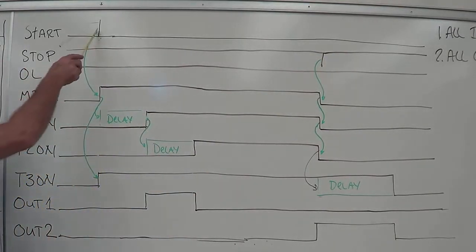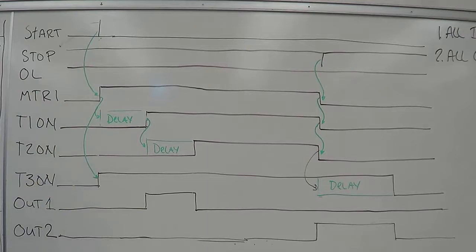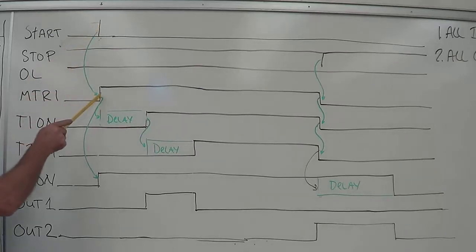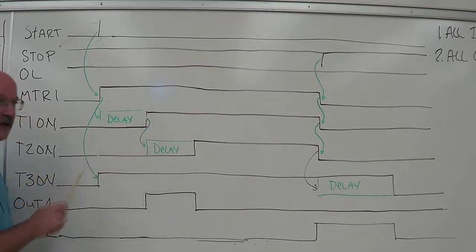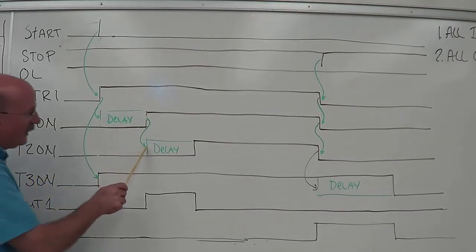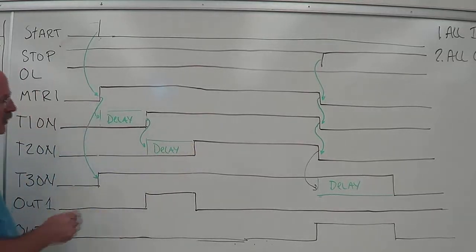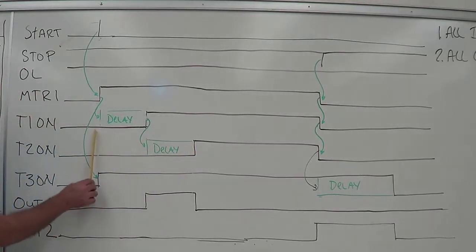I put little green arrows on here to show you the relationship of which edges cause which action. So this start here will cause that action of turning on. This action of turning on will cause that to turn on. This action of turning on will start this delay process. This delay completing and that coil turning on will start the next delay process and come on out there, and then that'll turn on.